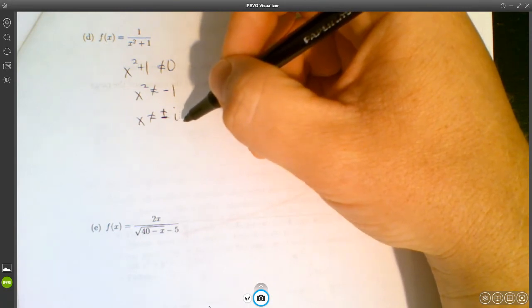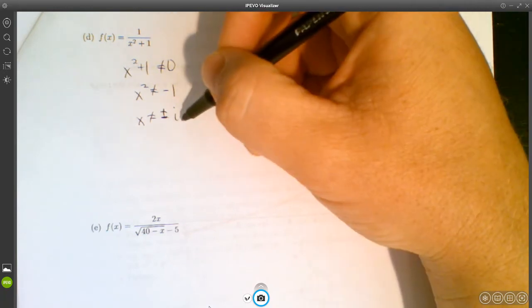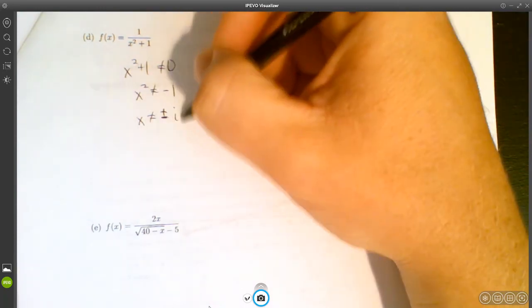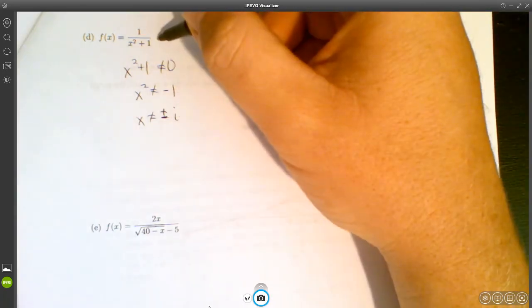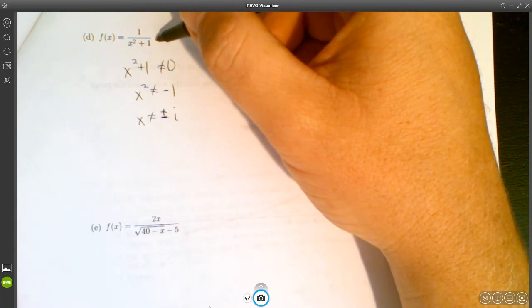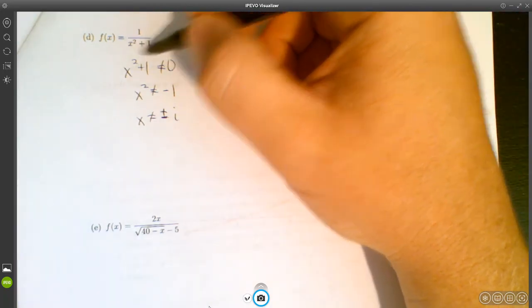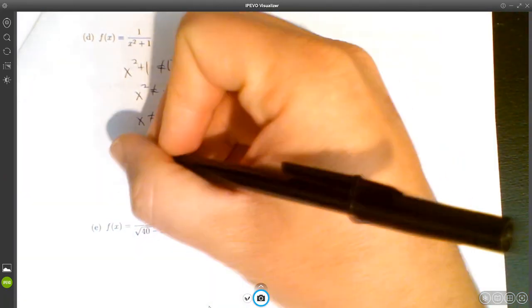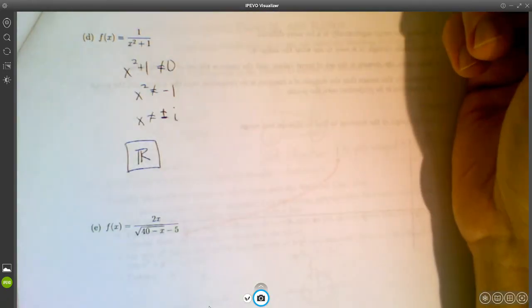So remember, the standard domain of a function is the largest subset of real numbers for which the function is defined. This function only ceases to be defined when x is this imaginary unit. So as long as x is a real number, this function is perfectly defined. Another way to say all of this is that you're never going to get zero in the denominator here if x is a real number, right? So that means that x could be any real number. That's the standard domain of this function, is all reals.